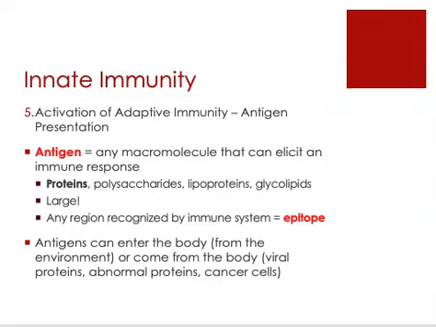Antigens can enter the body from the environment. Antigens can also come from within the body. Remember, the immune system will not only recognize an invading microbe as being foreign and needing to be destroyed, but it can also recognize cellular material inside the body that needs to be destroyed. Cells that are not functioning, cells that are damaged, cells that are cancerous, and so on.